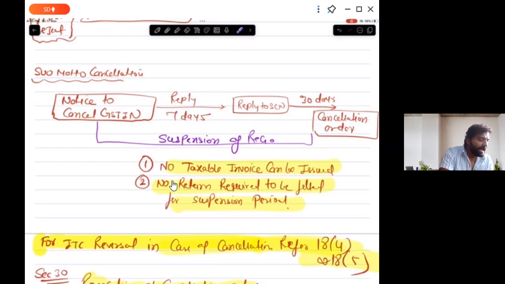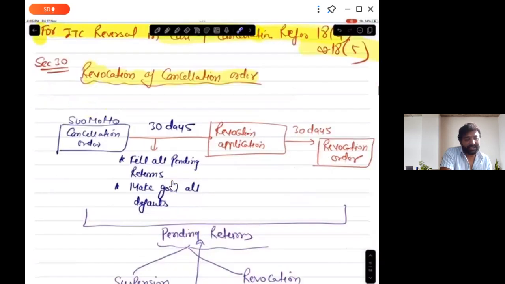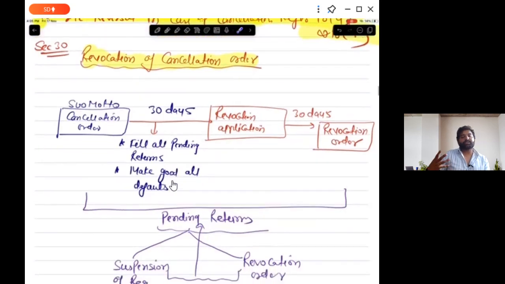Great. Now, the last section, that is Section 30. This section 30 talks about revocation of the cancellation order. Revocation means the cancellation order itself gets ended. Meaning my GST number got cancelled, but I have the right, I have an option to revive that GST number. Yes, I have an option, and that option is given in Section 30, revocation of cancellation order.